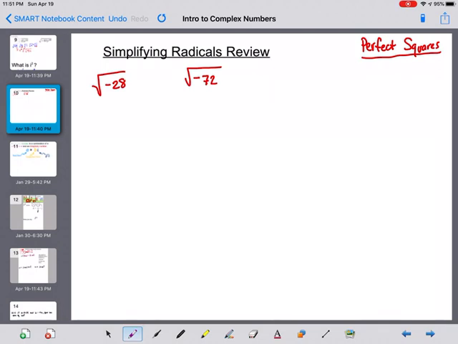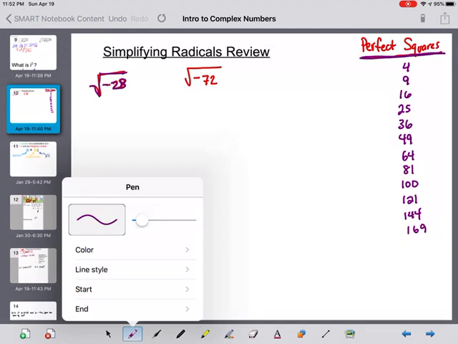Okay, we're going to start with a really quick recap of the lesson from last week, and that was simplifying radicals that had a negative inside of the radical. So, for example, we have the square root of negative 28. In order to simplify these, we need our list of perfect squares. So I'm going to make that list here on the side. The first is 4, then 9, 16, 25, 36, 49, 64, 81, 100, 121, 144, 169, and I'll pause there.